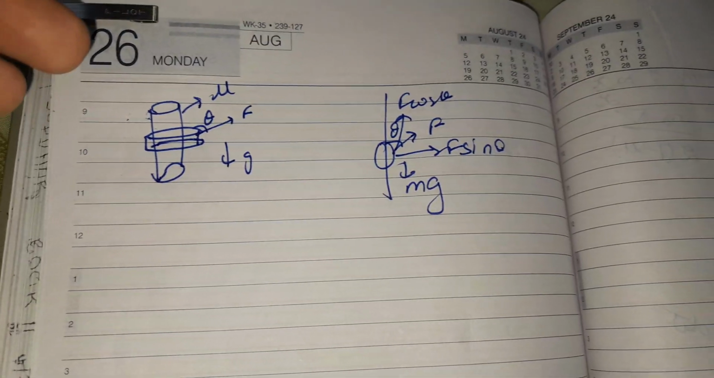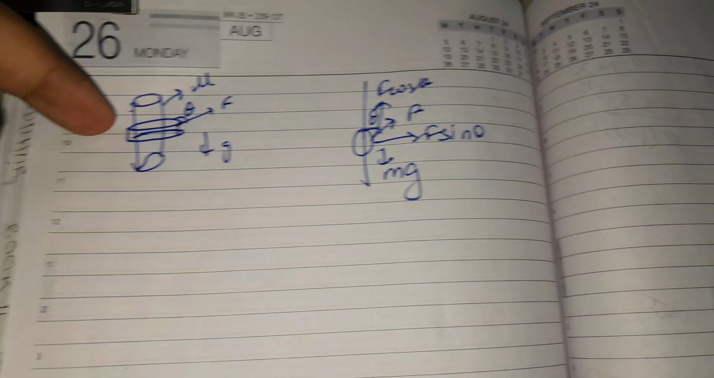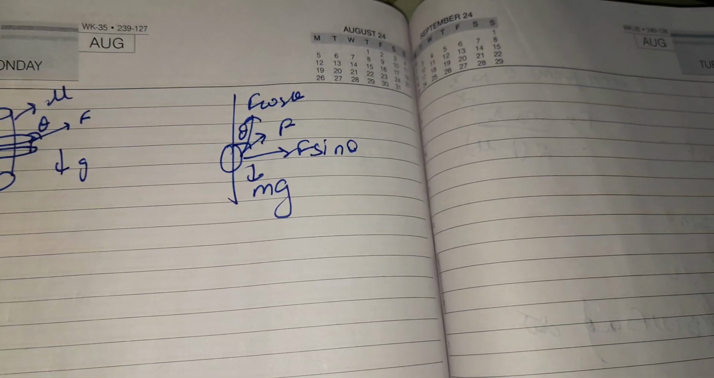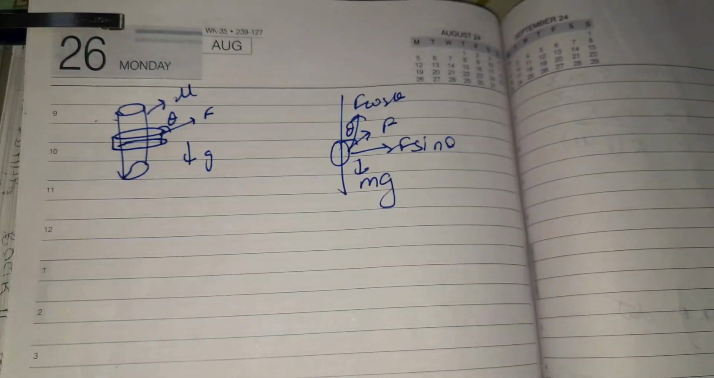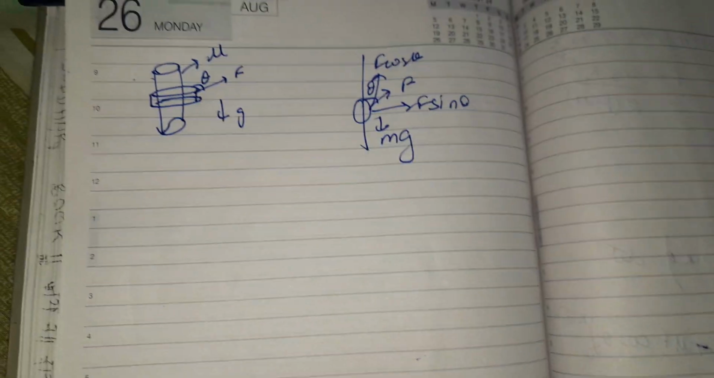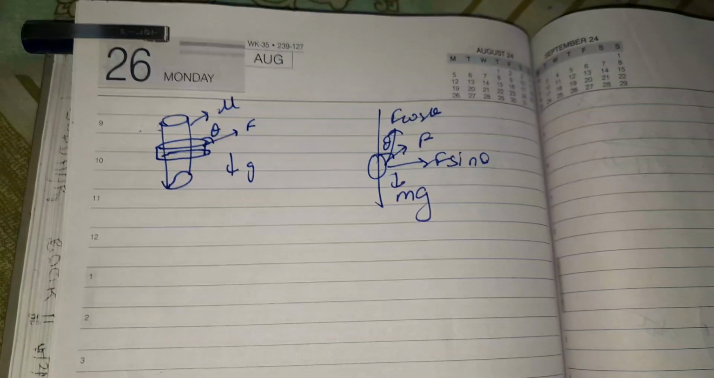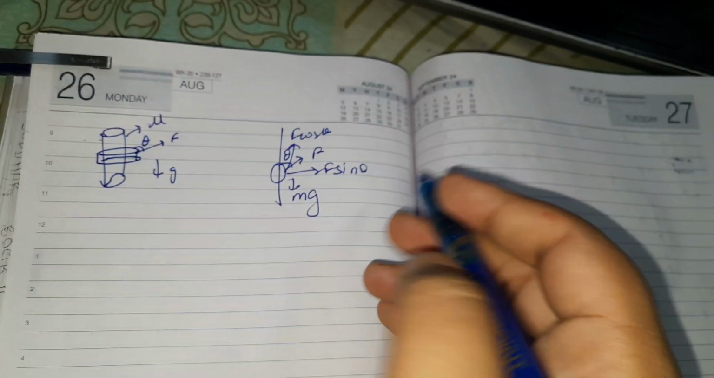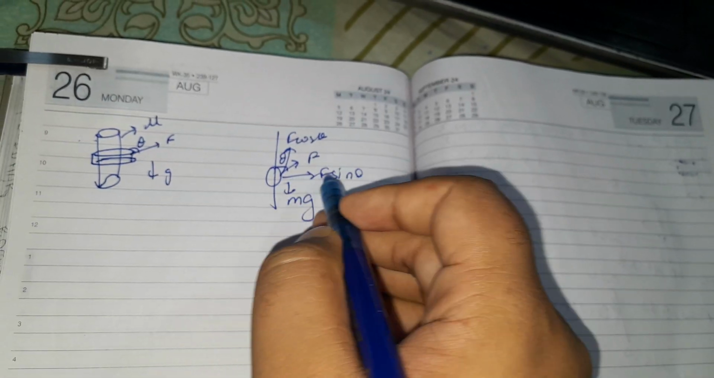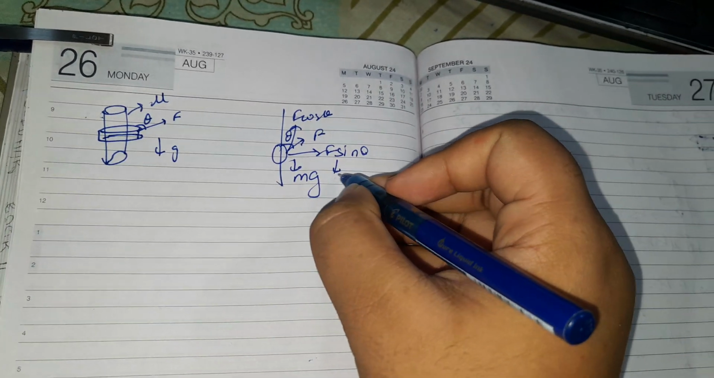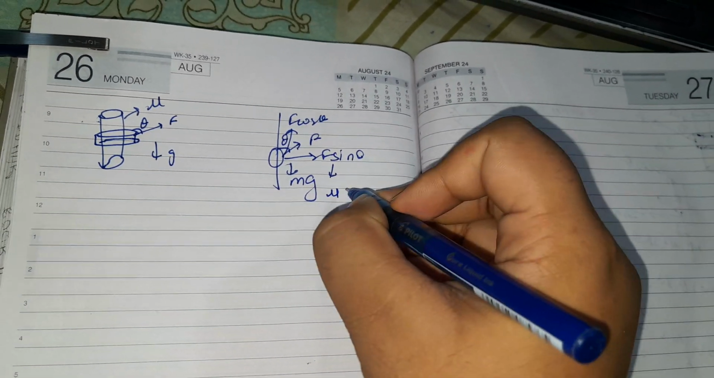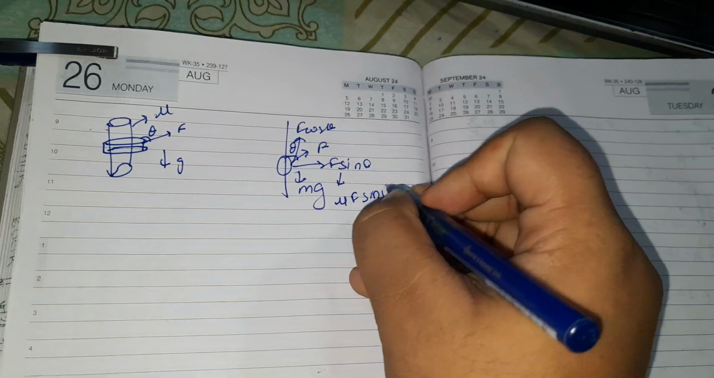So we will have a simple free body diagram like this. This is basically the question, and this is a free body diagram of it. Here the coefficient of friction is mu. So here the normal force is acting as F sine theta. So the downward friction force will be acting as mu F sine theta.